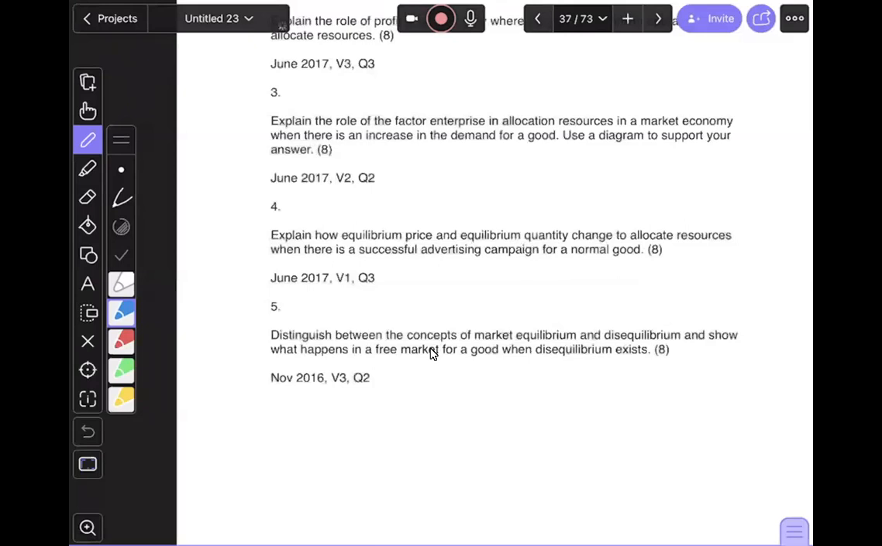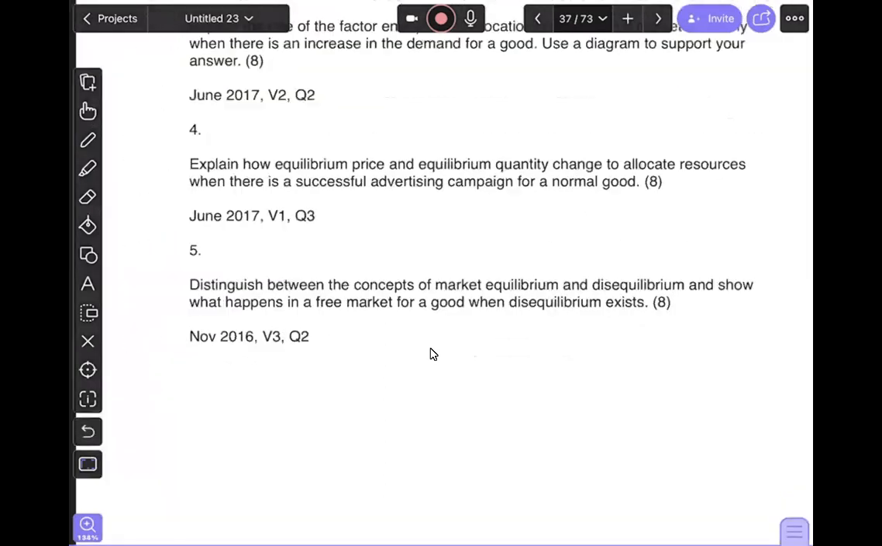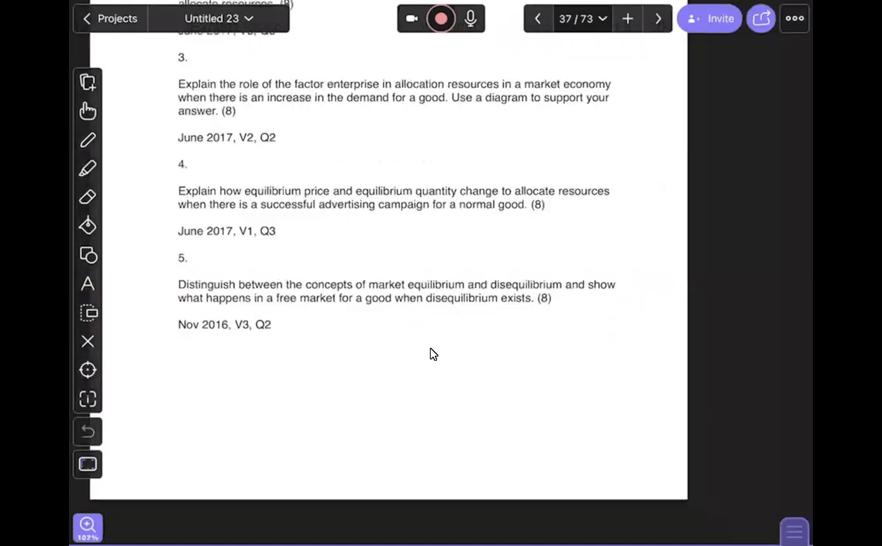So let's pick a question, for example, 217, which says: explain how equilibrium price and quantity change to allocate resources with a successful advertising campaign for a normal good. Or let's look at this one: distinguish between the concepts of market equilibrium and disequilibrium and show what happens in a free market when disequilibrium exists. I want to answer all of these equilibrium and disequilibrium questions.